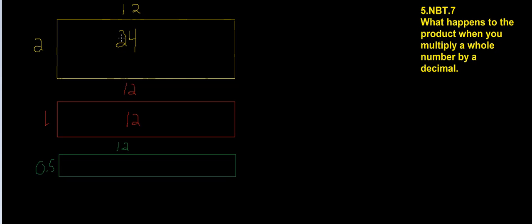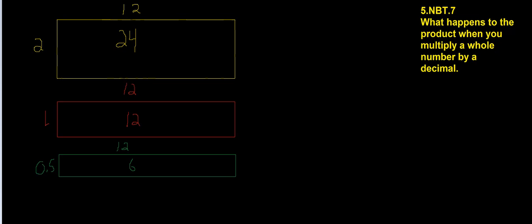So if we're just looking at the pattern here, going from 24 to 12, even if we're not sure what 12 times 5/10 is, we just know, looking at it, that it's going to be half, and we should know what half of 12 is. So 12 times 0.5, or 5/10, is going to be 6.